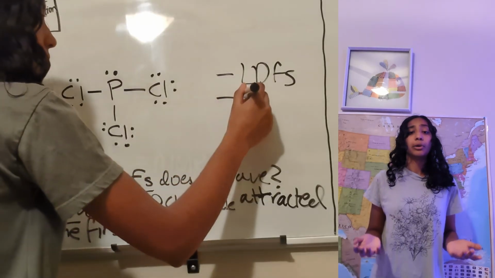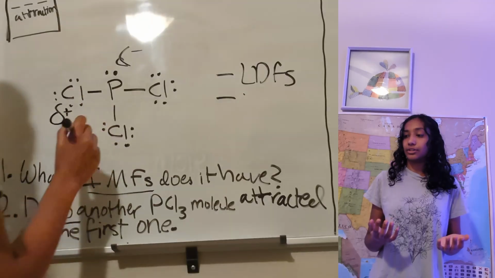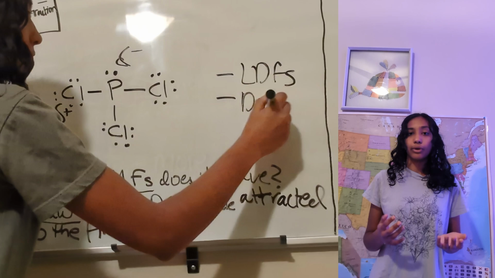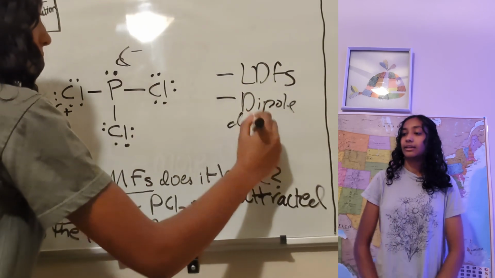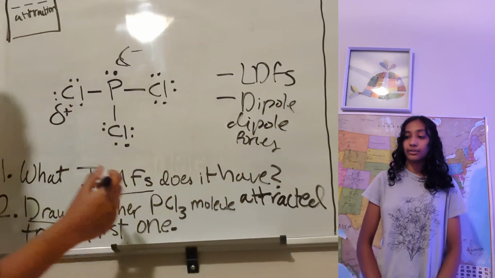This makes phosphorus partially negatively charged and the rest of the molecule partially positively charged. This means that in addition to LDFs, PCl3 also has dipole-dipole forces. Now we need to draw another PCl3 molecule attracted to the first one.